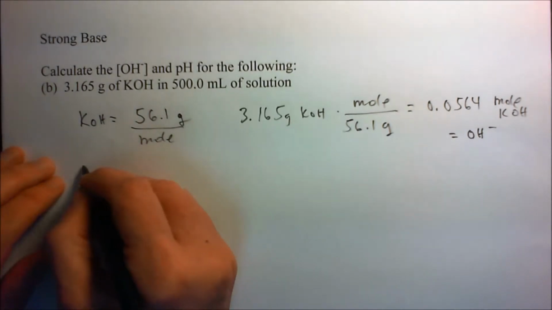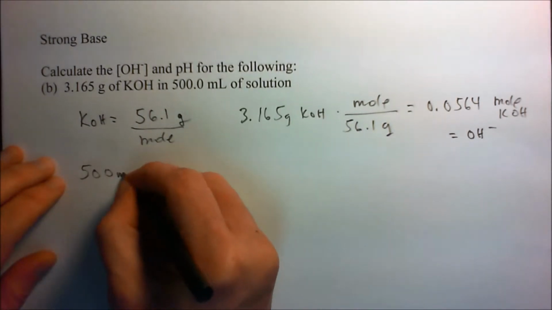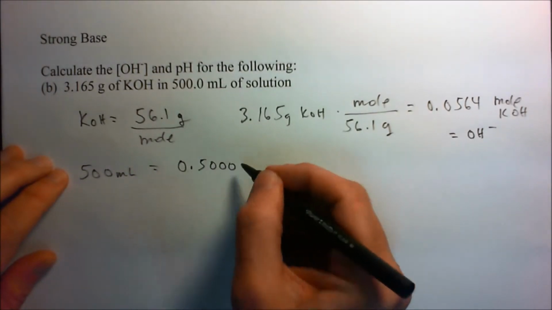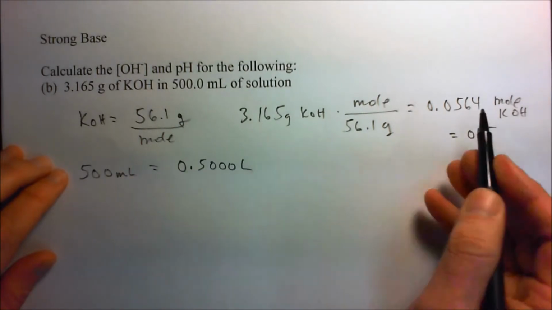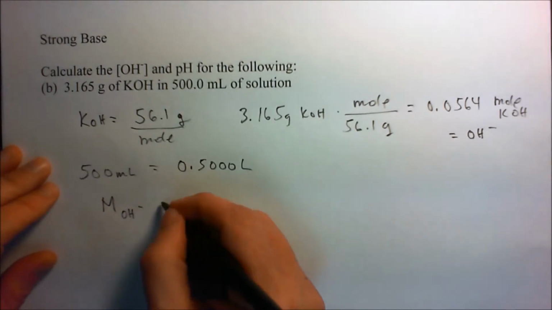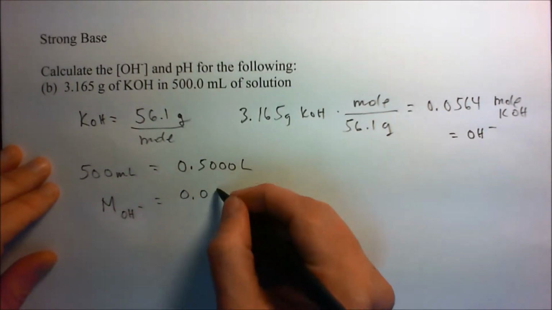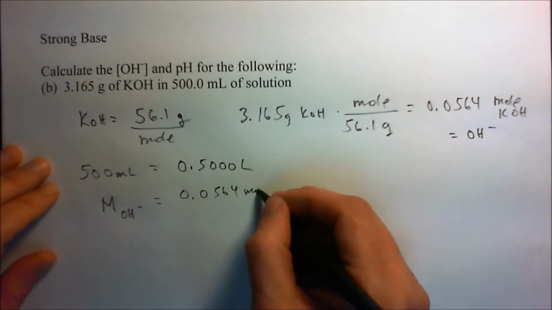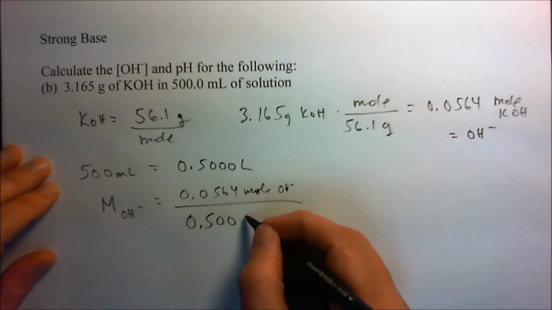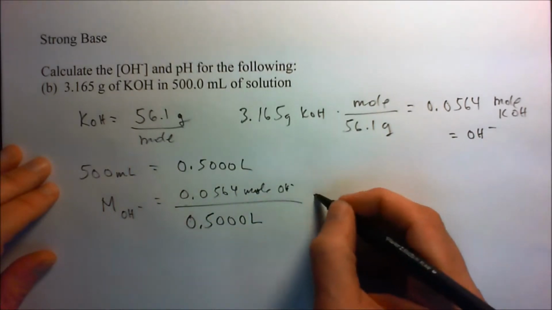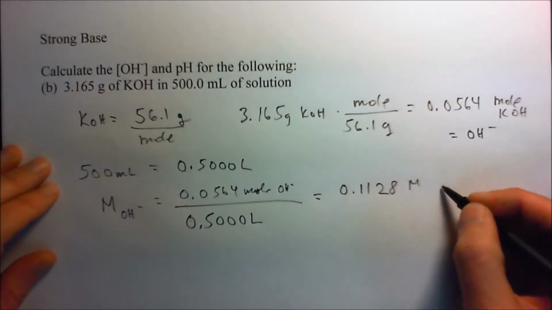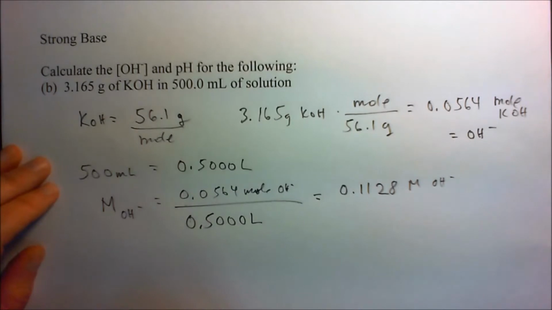So now we've got to get our volume in the correct form. We know that 500 milliliters is the same as 0.500 liters. So we have the moles and we have the liters, and we can get the molarity. Our molarity of hydroxide is 0.0564 moles of hydroxide divided by 0.5000 liters, and that gives us 0.1128 molarity in OH concentration.